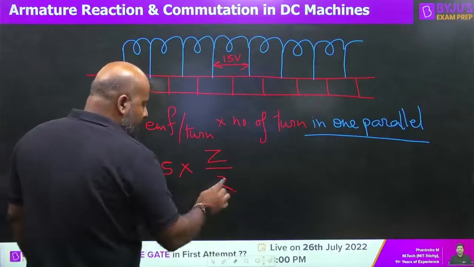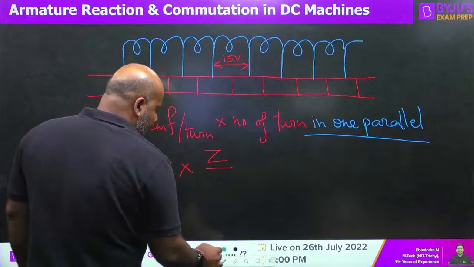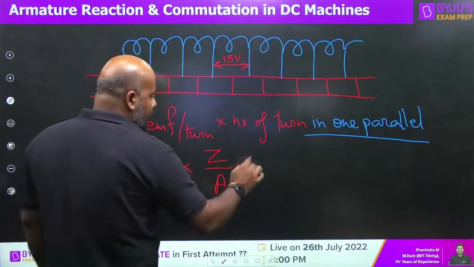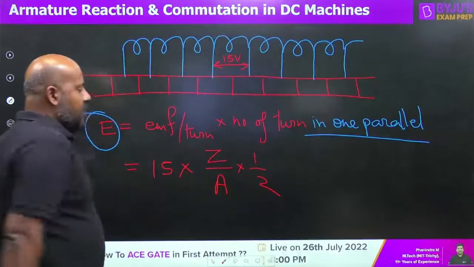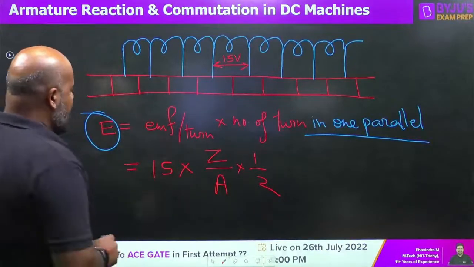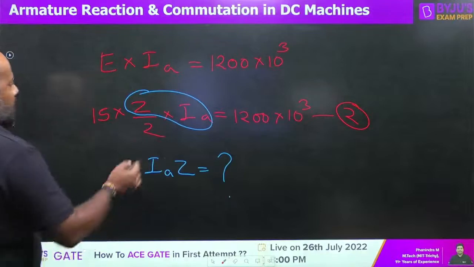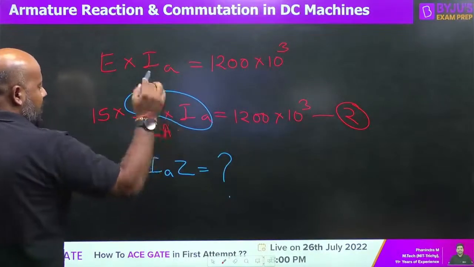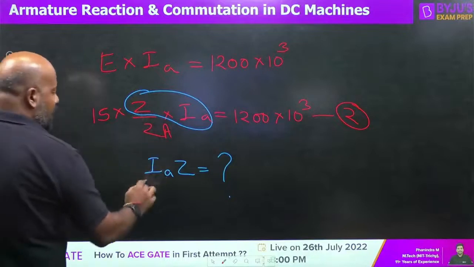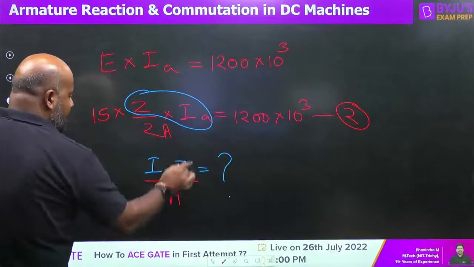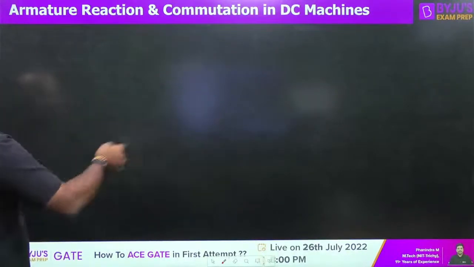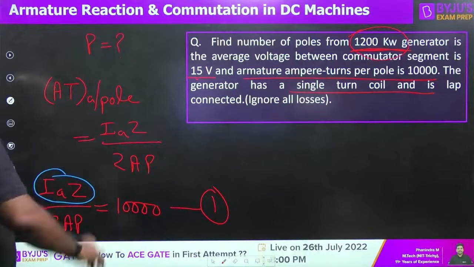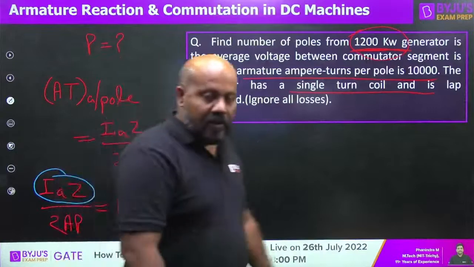First we divide this Z by A to get the number of conductors in one parallel path, and then you divide it by 2, you will get the number of turns. Now this should be the correct one. Just 1A is also going to come here like this. So you will get the value of IAZ upon A. Just put it here, IAZ upon A, and you will get the value of P. Is it clear for everybody?